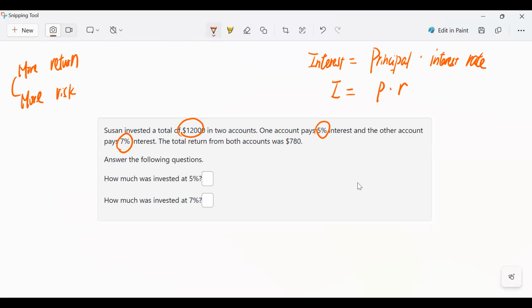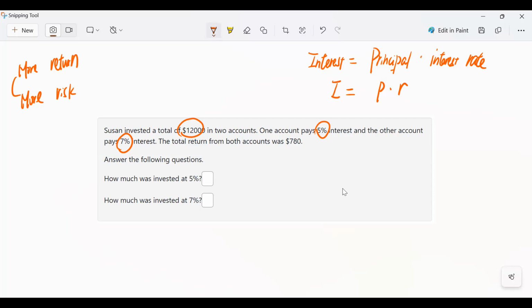If she wants to take more risk, she could put all 12,000 into the 7% account. She will make $840. But again, that's more risk, so maybe she doesn't want to do that. That's why she put some money in the 5% account. 5% interest means it's safer compared to 7%. Okay, but that's some kind of financial knowledge. You don't have to know this. It's just something I want to share with you guys. Later on in your life, maybe you need to do some investing activities, and this helps.